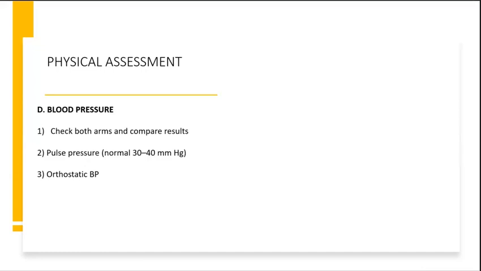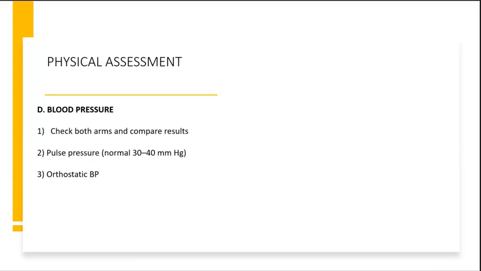How do you even take orthostatic blood pressure? You want to have the patient lie down for 5 minutes, and then you measure the blood pressure and the pulse rate. Then you have the patient stand up, and repeat the blood pressure and pulse rate measurements after standing, 1 and 3 minutes apart.